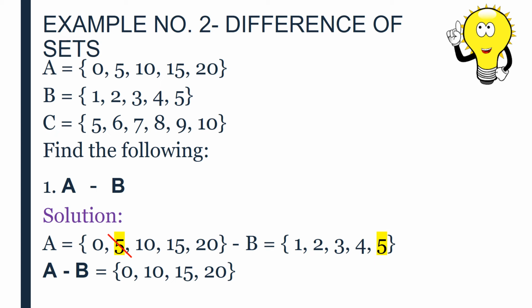So, makikita natin sa PowerPoint, nakalista lahat ng elements sa set A at set B. Ang gagawin, tatanggalin, i-remove, or ika-cancel natin yung kapareho ng A at B, which is yung 5. So, after matanggal, yung magiging sagot natin, yung natitira sa set A. So, 0, 10, 15, 20.